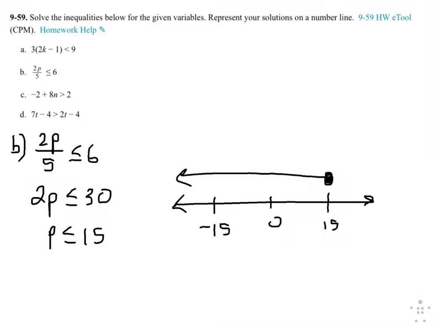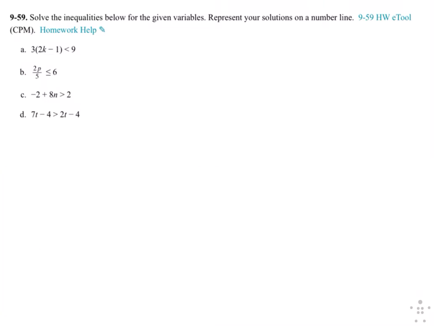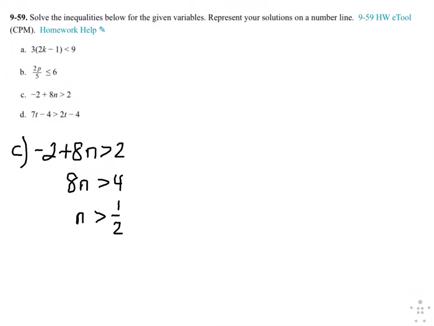Okay, let's do C. Let me make some space. C, I have negative 2 plus 8n is greater than 2. Add 2 to both sides. I have 8n is greater than 4. Divide by 8, and I have n is greater than 1/2, right? 4/8. So here's my graph.